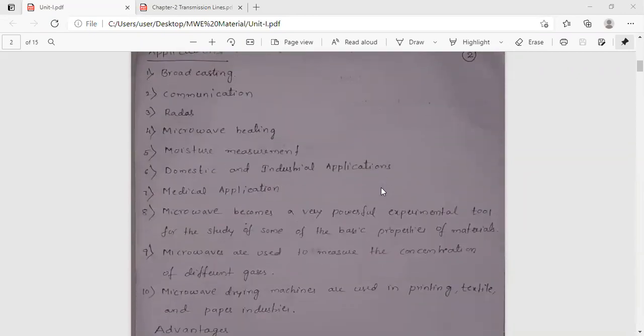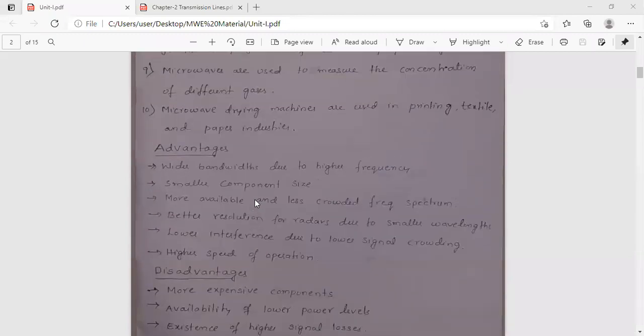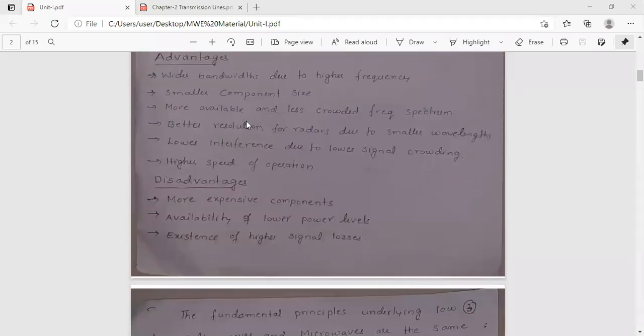Later on, we have discussed all the applications, each and every point where it is practically used, and accordingly you have to remember all these applications of the microwave frequencies. And later on, we discussed the advantages and disadvantages. These advantages and disadvantages also have been explained point-wise and elaborately, and accordingly you have to remember this.